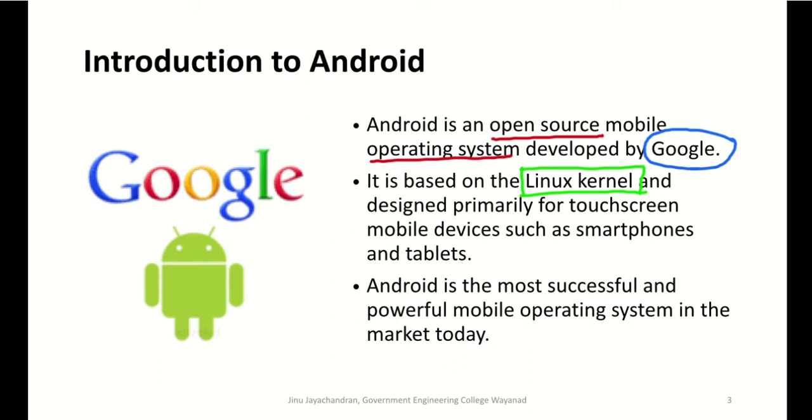And Android is the most successful, powerful mobile operating system in the market today. You can see that looking at the number of Android apps and Android devices. Now we have millions of Android devices. So it is the most successful and widely used operating system in the market today.